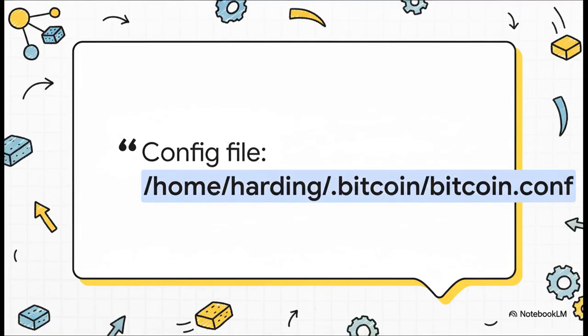And boom, this is the line you're looking for. The node will literally tell you the exact spot it's looking for that bitcoin.conf file. It's almost always in a hidden folder called .bitcoin in your home directory. Once you see this line, you've found it. You've found your control panel. You can go ahead and hit Control-C to stop the node for now.